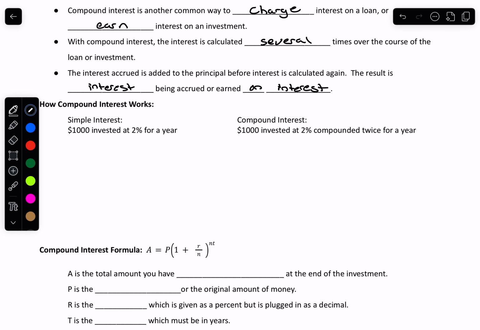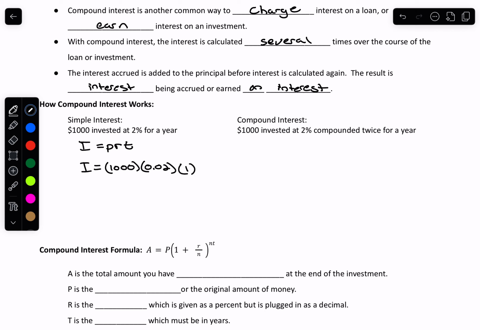On the left, we're going to talk about simple interest, which is what we did last topic. If you invest $1,000 at 2% for 1 year, we can use our formula for simple interest, I equals PRT. If we plug in our values, the interest is equal to $1,000 that we invest multiplied by our interest rate turned into a decimal. So 2% is 0.02. And then 1 year, so we'll multiply by 1.